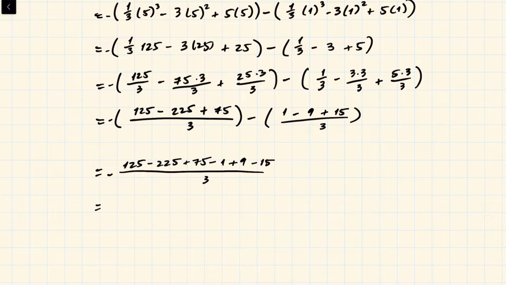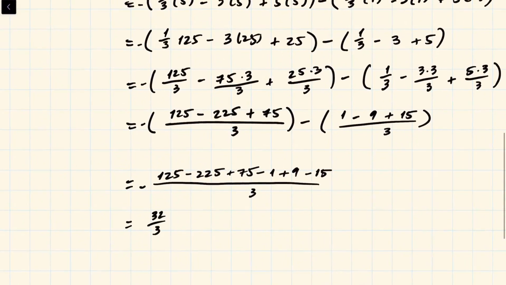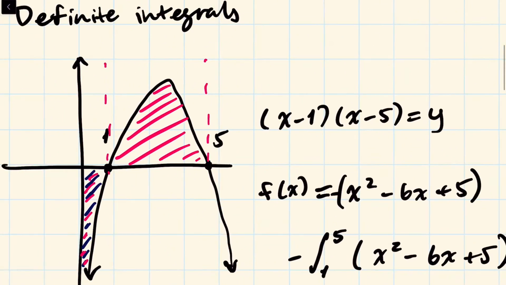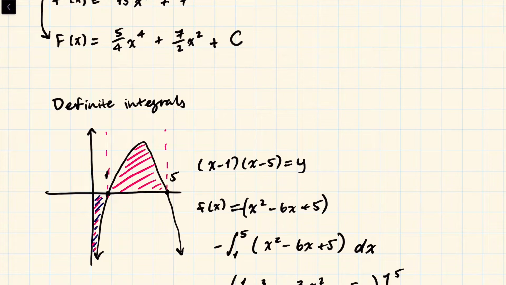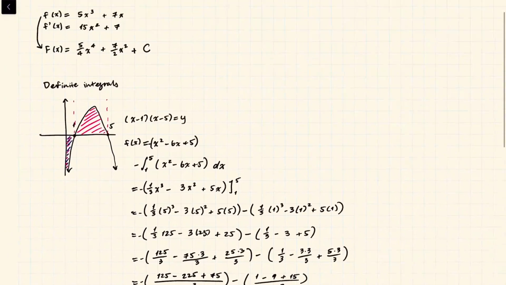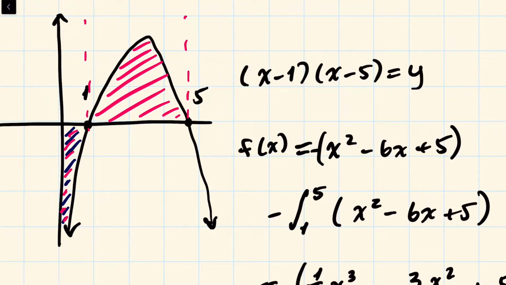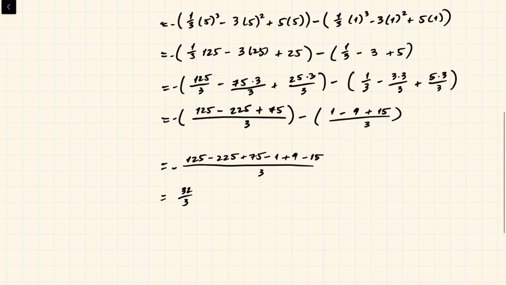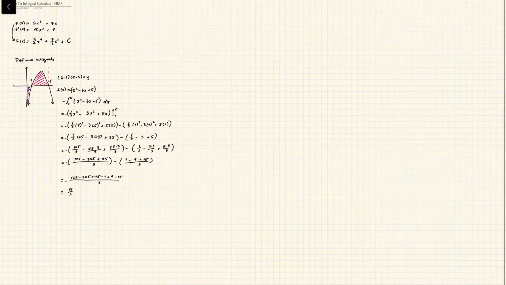And when I punch this into my calculator here, I get negative 32 over 3, but that's going to become positive 32 over 3. Okay, and that is the area under this graph between those 2 points there. So that'll be our area here in terms of units squared. Okay, and that's how you compute a definite integral.